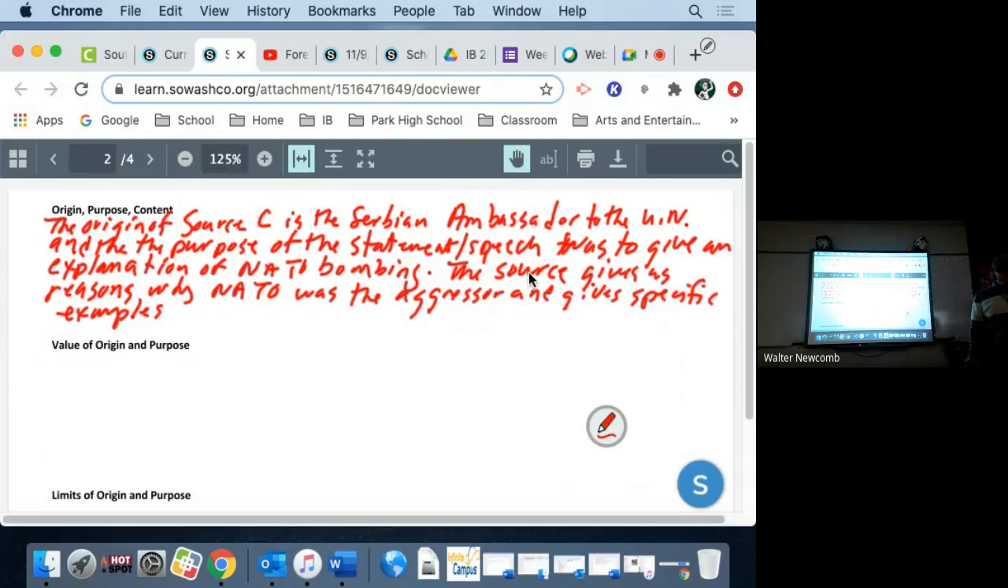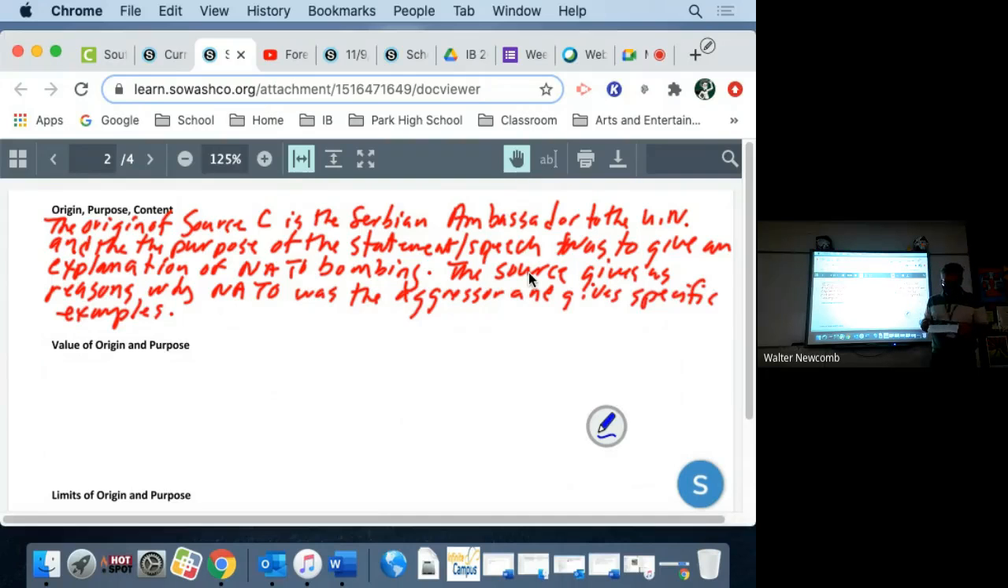Is that the content? Would you say that statement fulfills the content? I'd say yes, it does. The source gives us reasons why NATO was the aggressor and gives specific examples. Right? And so I could say the source content gives us that. So now, if we look at the value here, what makes this valuable? Can we make a statement about any of those that is valuable? It gives us the Serbian perspective, how they felt about the bombing campaign.